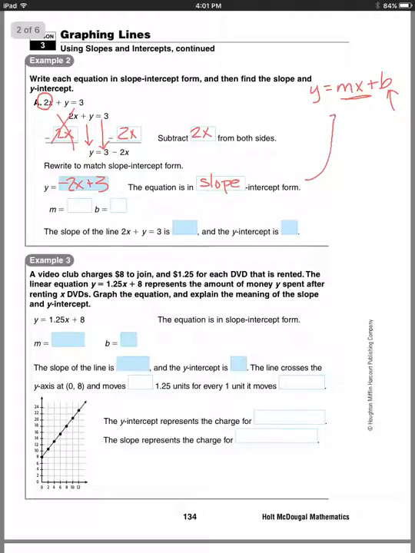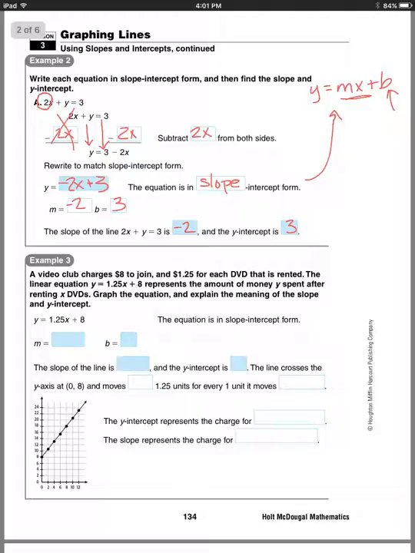So if we look at this as y equals mx plus b, our m value is the coefficient of the x, which is negative 2, and our b is our constant. The m tells you the slope, the b tells you the y-intercept. So the slope of the line is negative 2, and the y-intercept, where it crosses the y-axis, is 3.